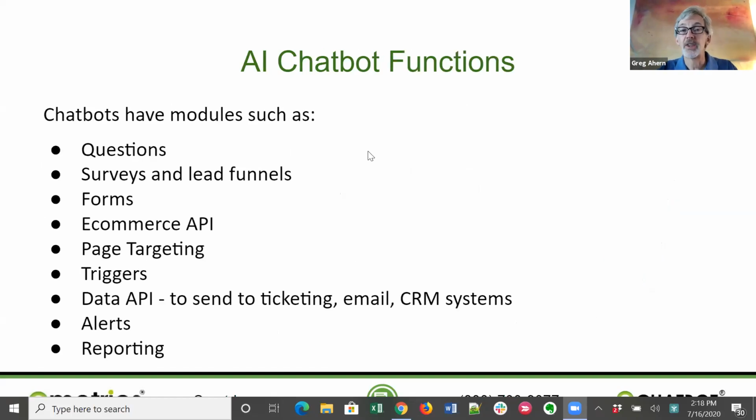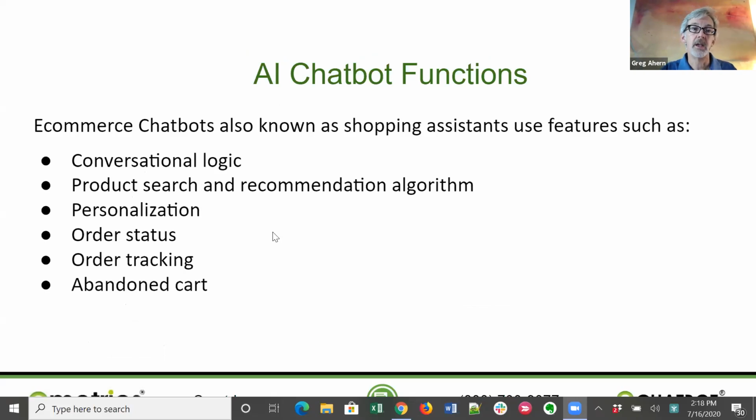There's many functions inside an AI chatbot. There's questions and surveys and forms and e-commerce APIs. There's page targeting and triggers, alerts, reporting. There's data APIs to connect to all sorts of different types of CRM systems and everything else. In e-commerce, there's other additional functions: conversational logic, search and recommendation algorithms for products, personalization, order status, order tracking, abandoned cart stuff.